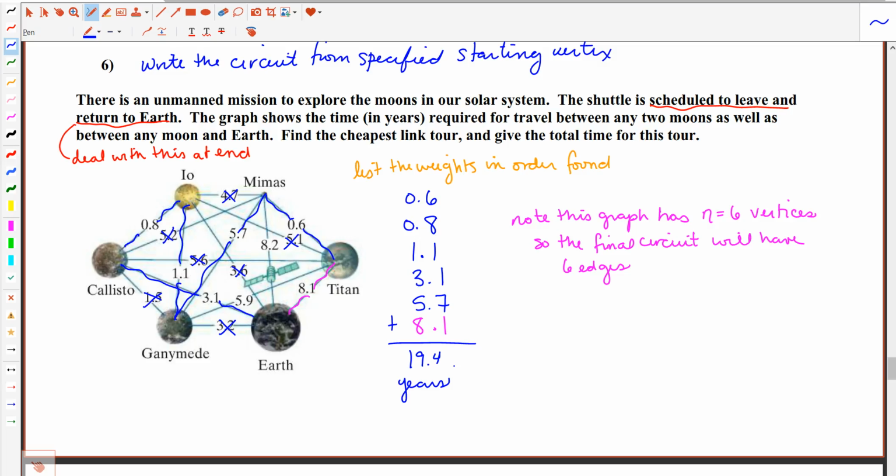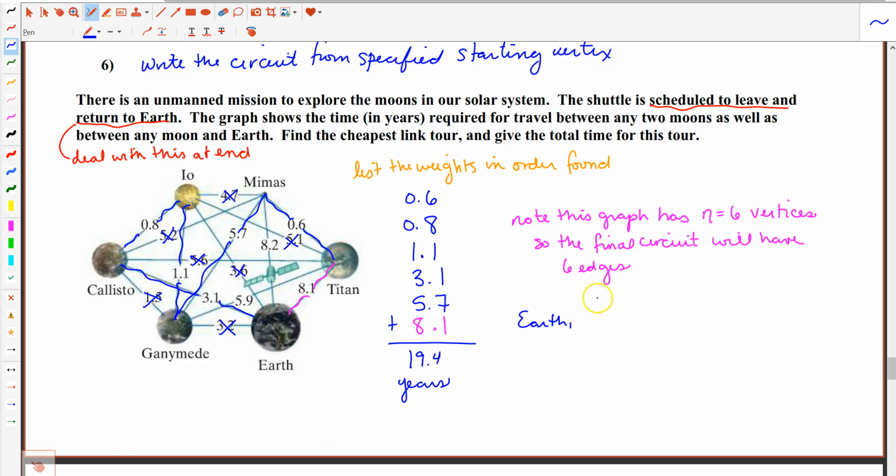And then finally for step 6, we'll go ahead and write the circuit from the specified starting vertex. Here's now where I'm going to take into account that I'm leaving from Earth. So from Earth, where could I go? Now I could go to Titan or to Callisto. Now this one would take longer, so maybe in terms of a real life scenario, especially if I'm maybe trying to get pictures back from these places, maybe we'll go to the closer one first. Okay, but either one of them would have been a viable option.